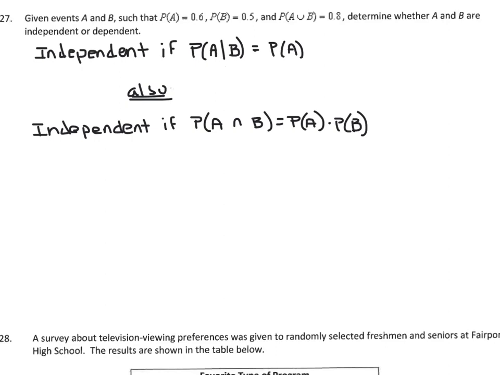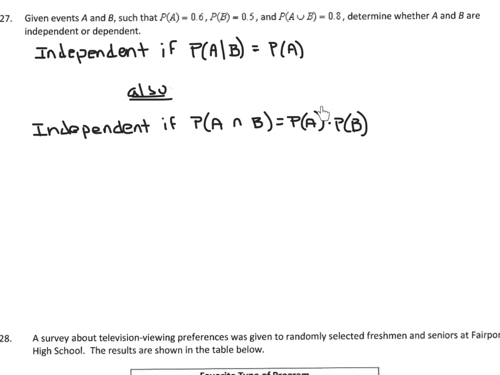The second one, which I find most of you use more often, is that two events are independent if the probability of A and B equals the probability of A times the probability of B. I'm going to use this one only because I find that most of you use it. Now let's take a look at what they give us.